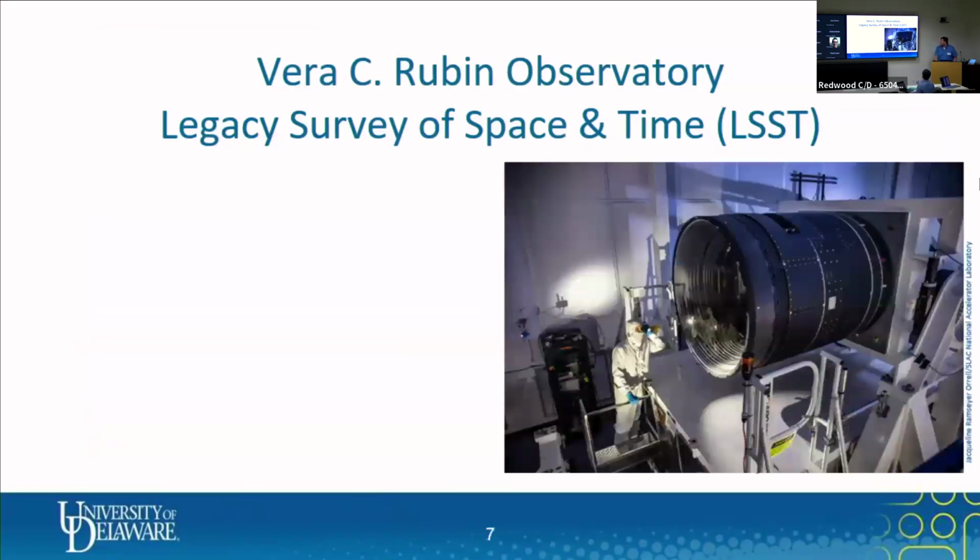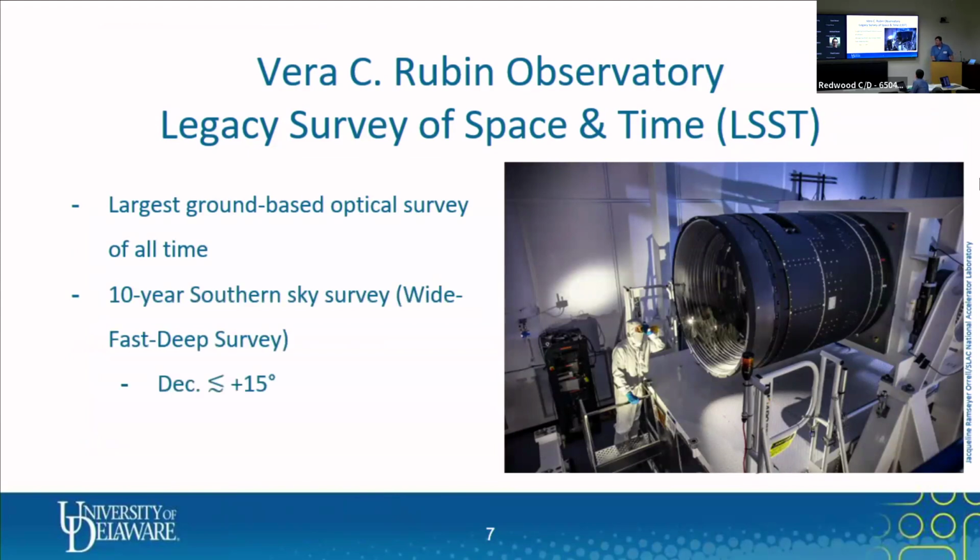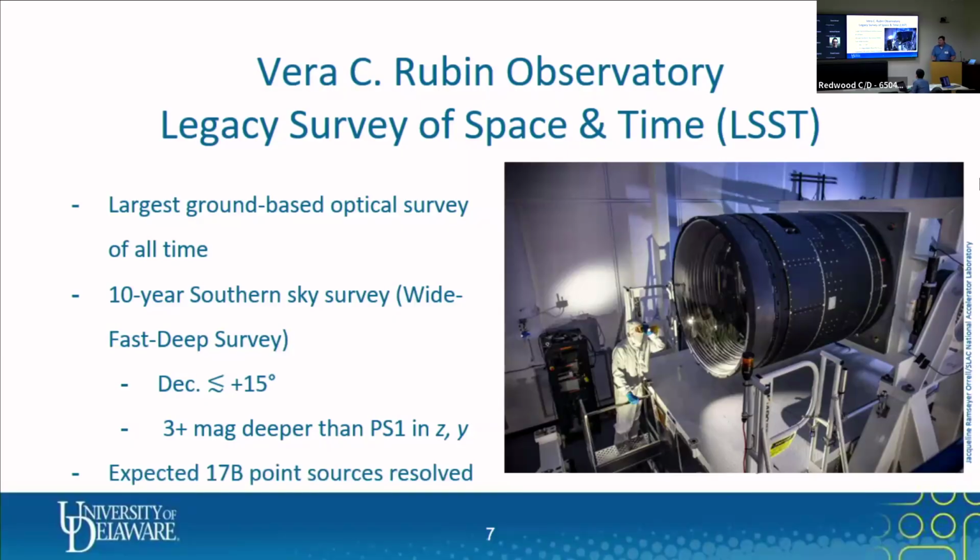A couple key points: this lovely picture of the camera, but it's the largest ground-based survey of all time. Over its 10-year co-added survey, it's going to be surveying the southern sky roughly below a declination of 15 degrees. If you compare it to its closest predecessor, Pan-STARRS, it will reach at least 3 magnitudes deeper by the end of the 10-year co-added survey in the Z and the Y bands. And then everyone's favorite figure here, it's expected to resolve 17 billion point sources. Some of those have to be brown dwarfs, right?